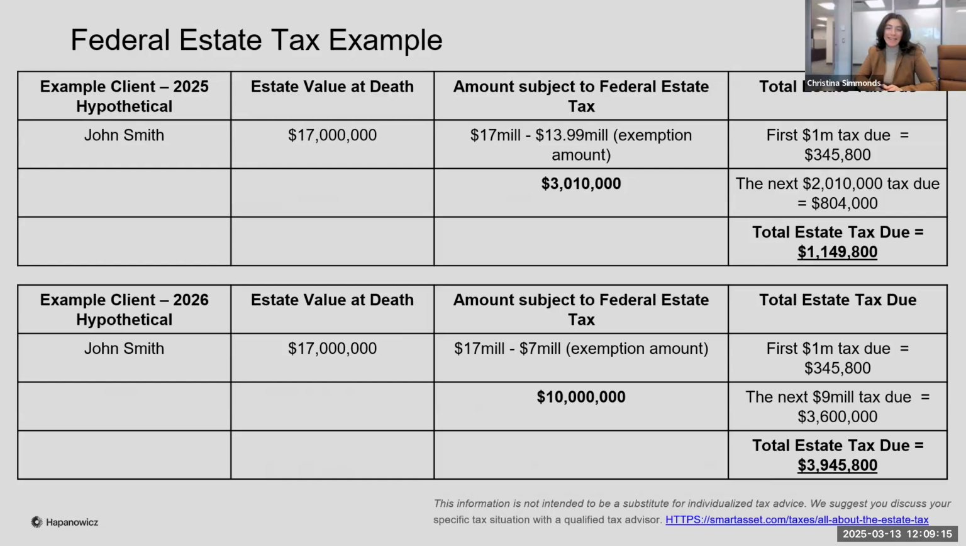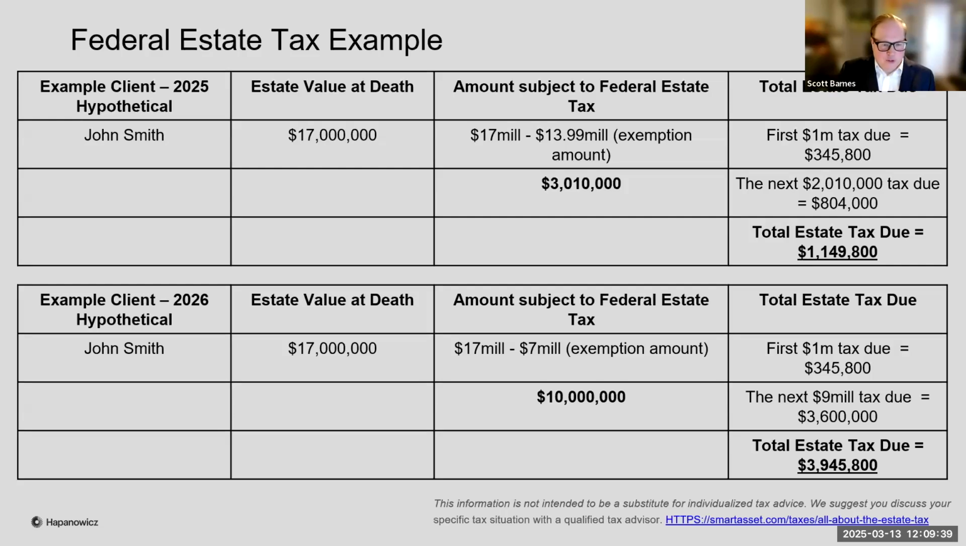That's okay. So we did want to give an example of how this works as a federal estate tax, just to show what it would look like if somebody were to be subject to the federal estate tax. So in this example, we have Mr. Smith. He has an estimated estate valued at 17 million. And again, that 2025 estate tax exemption for an individual is 13.99 million.